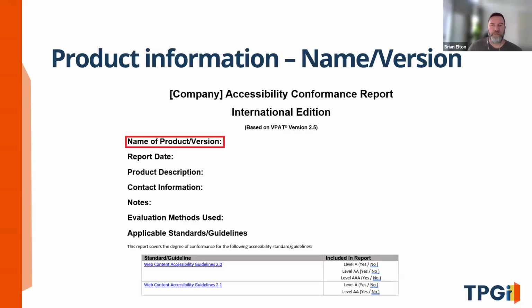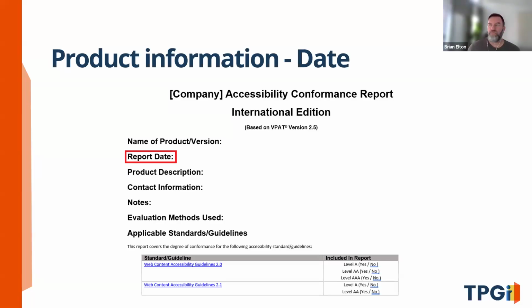It has the report date, and this is actually probably more key for things like websites, because websites typically don't have a version associated with them. You would then have a report date just to show how recently this VPAT was created for your website.